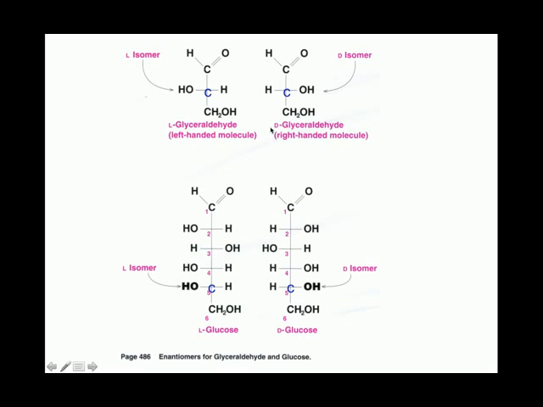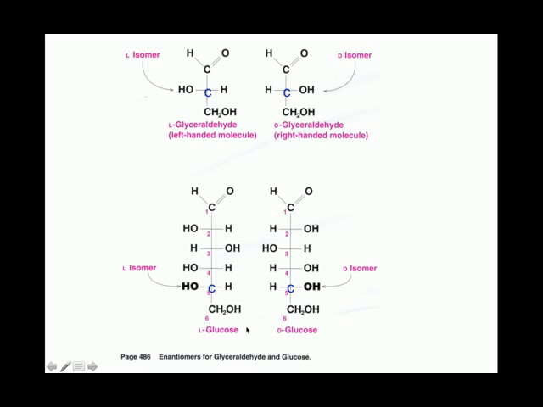So L and D are letters that are used to designate the different optical isomers. L for left, and D, I know you might say, why not R for right? Well, they don't use R, they use D. D means dextro, which is the Latin word for right. Sometimes instead of seeing L, you see S, which is short for the Latin word for left, which is sinister.